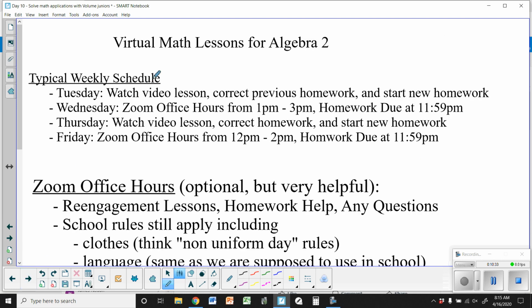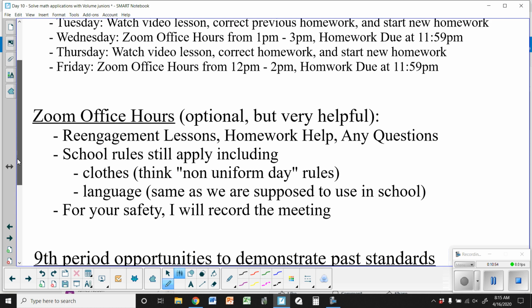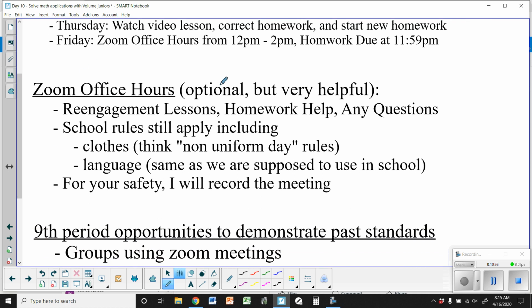Just like we did before, in our typical week, today is Thursday, so you're going to watch a video lesson, correct homework, start new homework. Zoom ops hours will still be from 12 to 2, and the homework will be due at midnight. And then on Tuesday, you'll watch another video, correct the previous homework, start a new homework, and then Zoom ops hours 1 to 3, homework due at 11:59. The ops hours, remember, are optional but very helpful. A few students have been taking advantage of it, and they've been getting the help they need. So if you're not finding success doing it on your own, make sure to check this out.